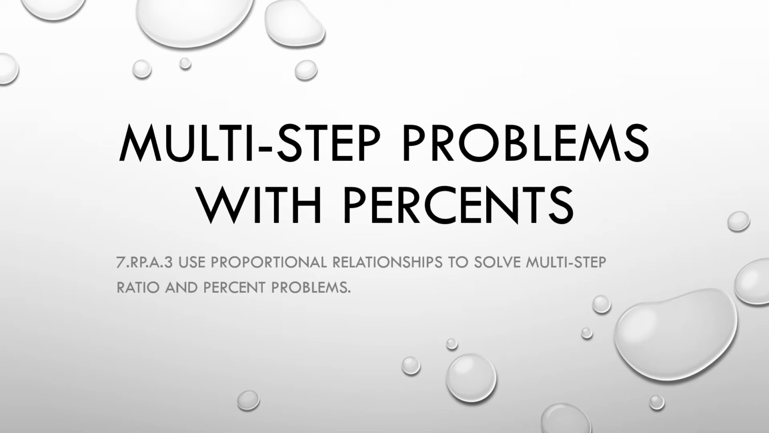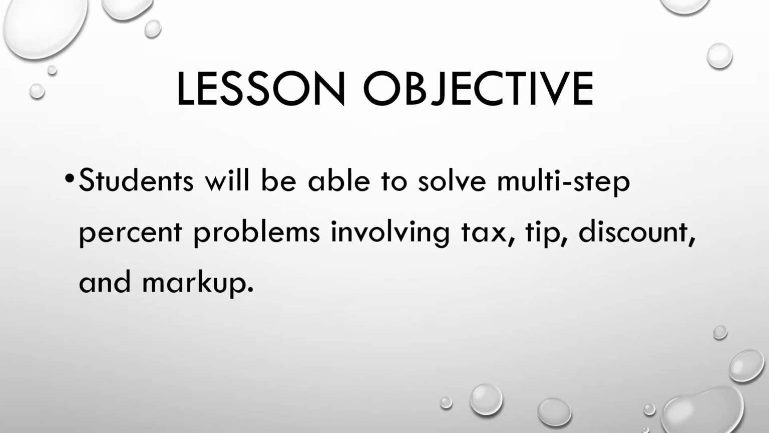Okay, guys, today we're working on multi-step problems with percents. So we will be solving problems that involve tax, tip, discount, and markup, which we've worked on all of those things up to this point, but we've only had to do one of those things in each problem, whereas now we may have to calculate tax and tip, or a markup and then a discount. So we're going to have more than one step in each problem.